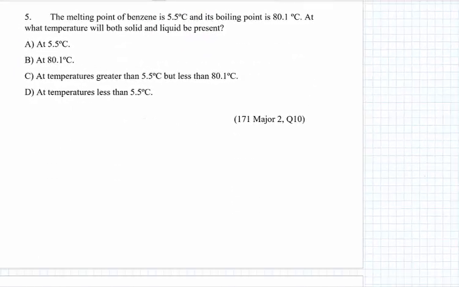The melting point of benzene is 5.5 degrees Celsius and its boiling point is 80.1 degrees Celsius. At what temperature will both solid and liquid be present? For liquid and solid to be present, this is at the melting point. And for the liquid and gas to be present, this is at the boiling point. So here for the solid and liquid, we will choose the melting point, which is 5.5.